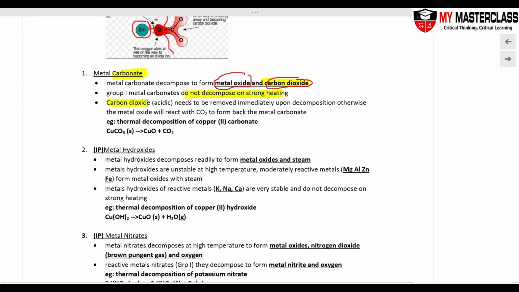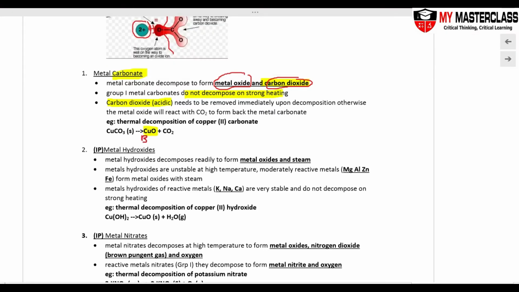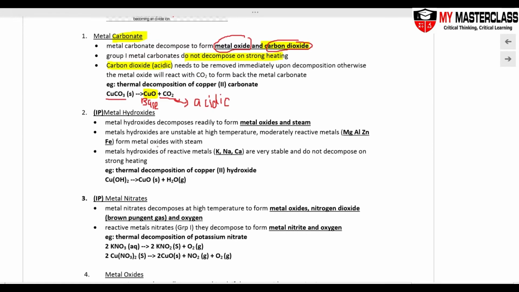Okay, this carbon dioxide, because it's acidic, I need to remove it immediately, right? Because the metal oxide is a base, and this is acidic. So I need to remove it. Otherwise, when I heat it and it decomposes, it will form back the carbonates.